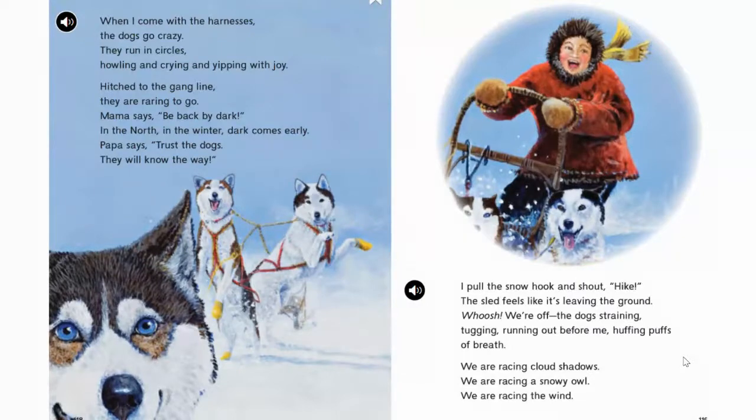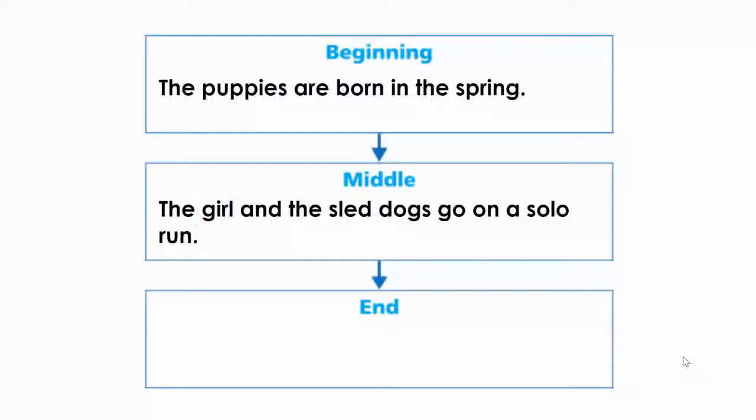They are racing cloud shadows, they're racing a snowy owl, they're racing the wind. We see her scarf blowing in the wind. The dogs are happy, she looks happy. The middle of the story. The girl and the sled dogs go on a solo run. That is what's happening in the middle of the story.